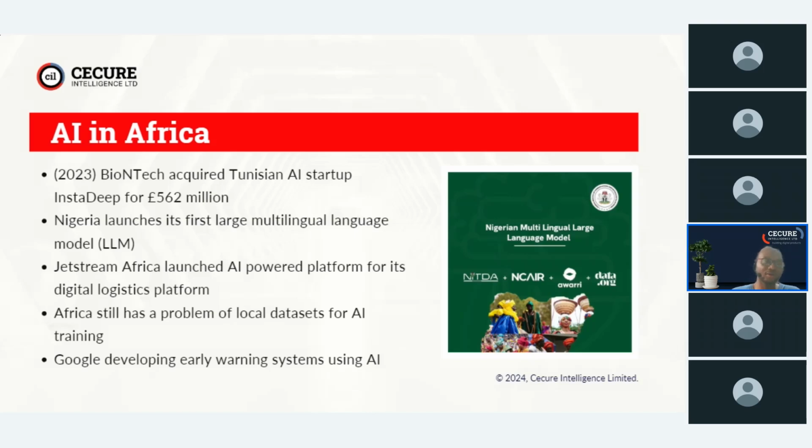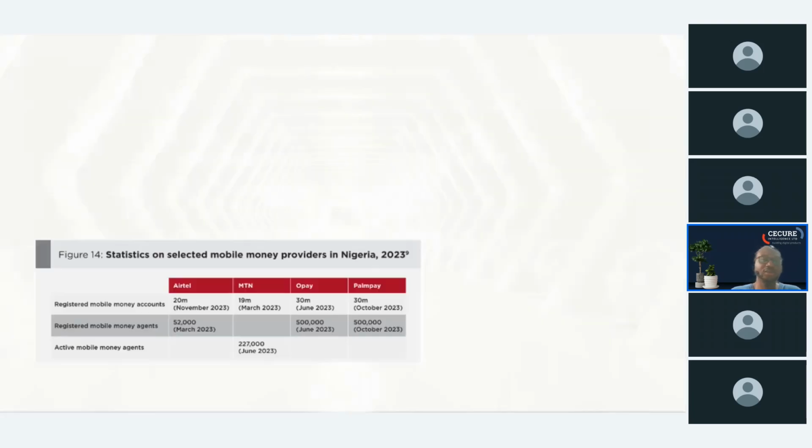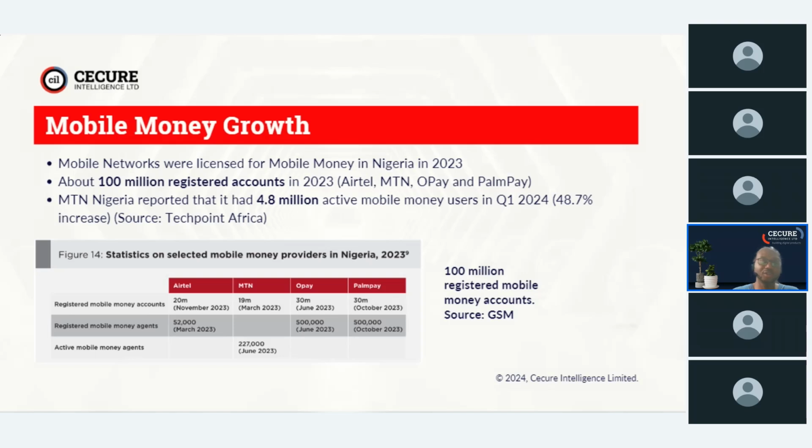But Google on the ground here in Africa, in Ghana and even Kenya, is using more local data to train some systems they're working on. They're developing early warning systems using AI, collecting local data and using it to train the systems to detect things like flooding and heavy rain in specific areas in Africa. So we're seeing some traction when it comes to AI in Africa. On the next slide, we're also seeing a lot of mobile money growth.